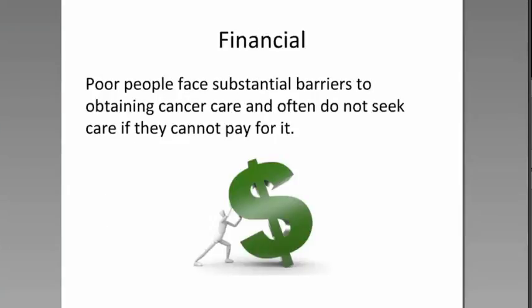And with financial, poor people face substantial barriers to obtaining cancer care and often do not seek care if they cannot pay for it. And when I read this, it really made me think about Maslow's hierarchy of needs, which basically is saying that if your most simple and basic needs aren't being met, that you're not going to start thinking about the higher level needs that you have. So if individuals are thinking about where their next meal is going to come from or where are they going to sleep tonight, they're probably not thinking about do they need to go in to get chemotherapy or radiation. So really this is showing that individuals have to prioritize their basic needs of healthcare.